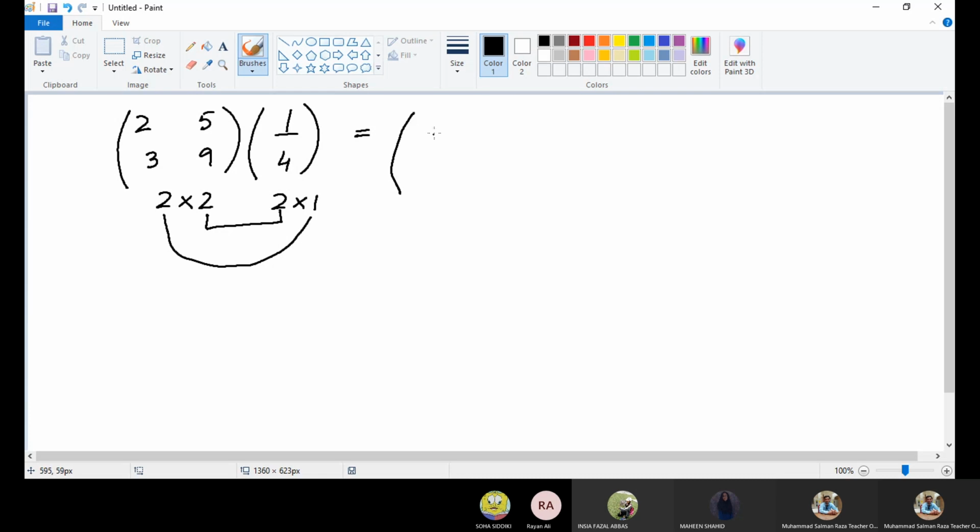So the technique is the same. First row, first column. First row, first column is here, guys. And now second row, first column. The technique is the same: write these numbers as it is over here and now fill them with 3 and 9, because 3 and 9 was the second row.